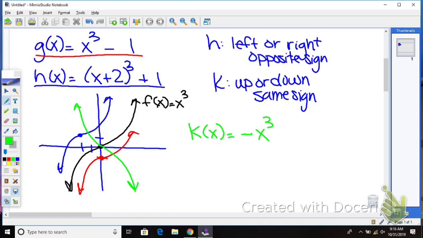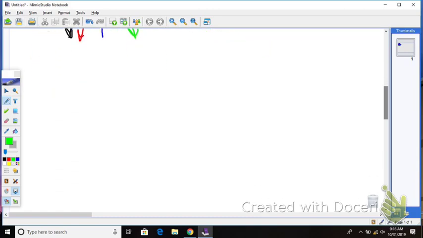Okay, let's do one more with a different shape. Is that all we're doing today? Yeah, just shifting graphs. It's not too bad. Is tomorrow hard? I'm not even sure what tomorrow is.